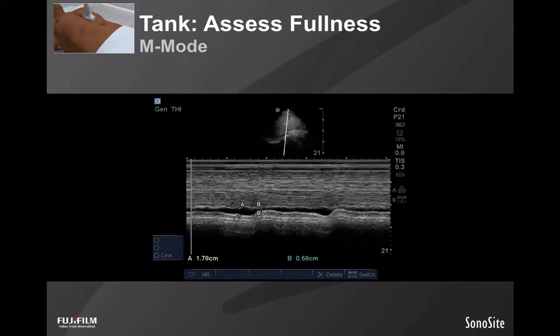Its maximum diameter is just under 2 centimeters. But when the patient breathes, the IVC nearly completely collapses. It is important to know that you don't have to measure the IVC. Visually observing the changes of the IVC during respiration is just as useful.